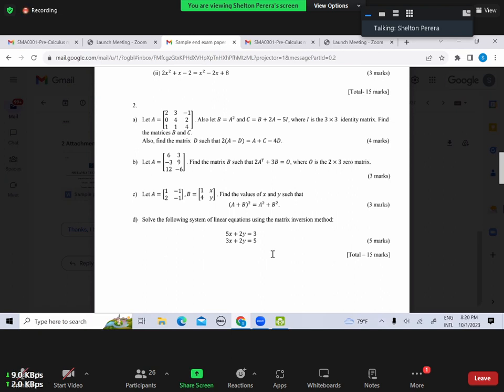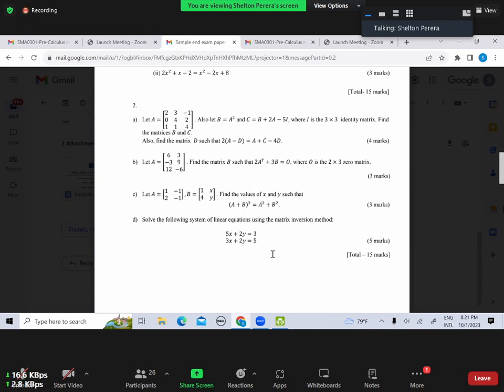D, part D of the question, 5x plus 2y equals 3. And 3x plus 2y equals 5. Now, if you just subtract, you get 2x equals minus 2. X equals negative 1. And if x equals negative 1, you can find y. But if you do it that way, you don't get any marks. Solve the following system of equations using matrix inversion method. What is the matrix inversion method?